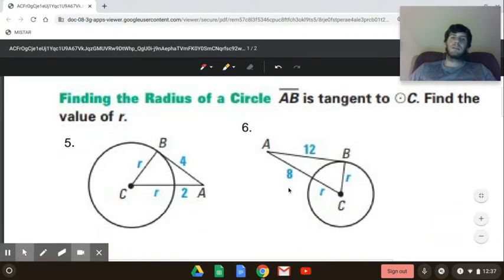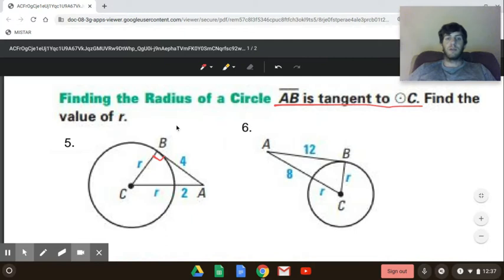All right. 5 and 6, so very similar, except they use r instead of x. So we're really going to do the same thing here, right? We have a tangent line, segment AB is tangent. So we have a right angle. The two legs here are r and 4.